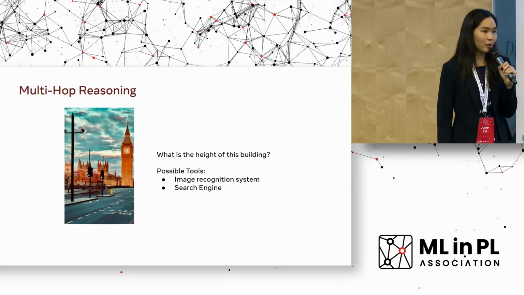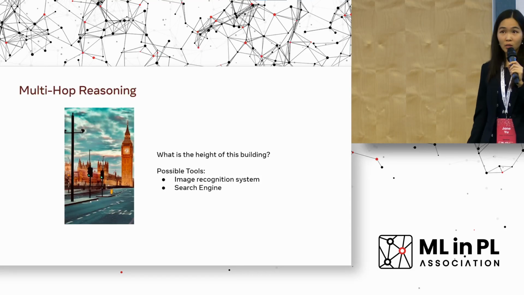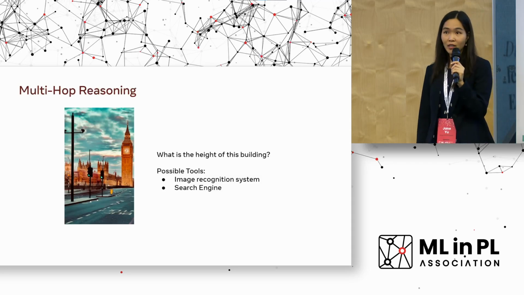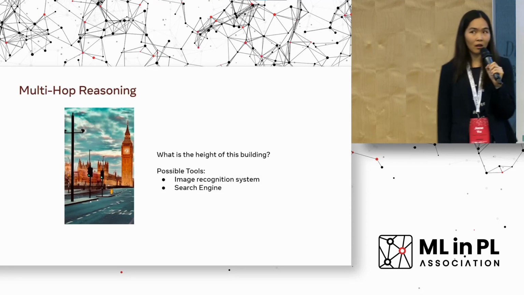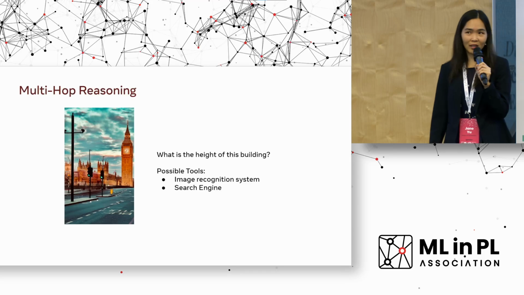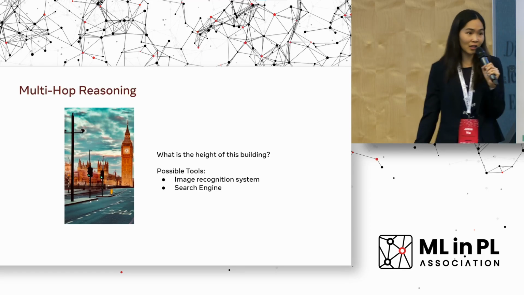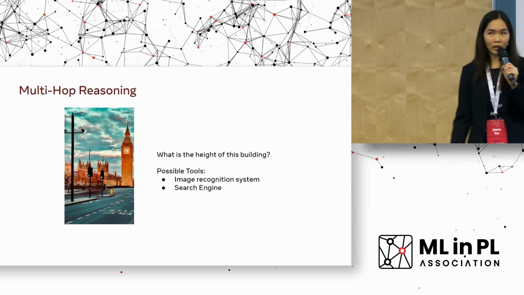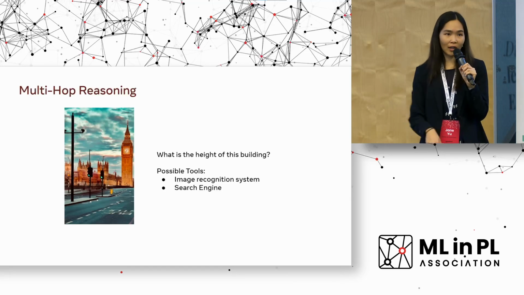Another great example of where we can use tools is multi-hop reasoning. For example, if I ask you, what is the height of this building? You first need to figure out what exactly this building is, and you may need to ask an image recognition system. And then you can ask the search engine, hey, what is the height of the Big Ben?